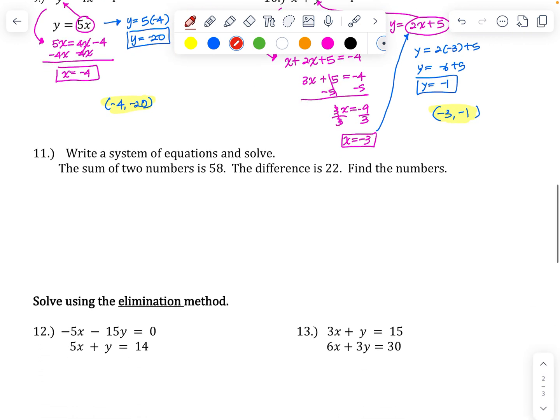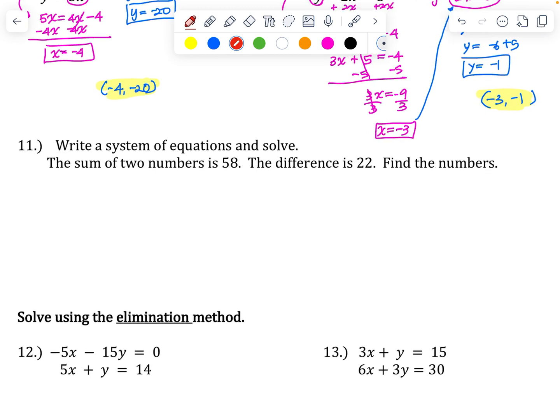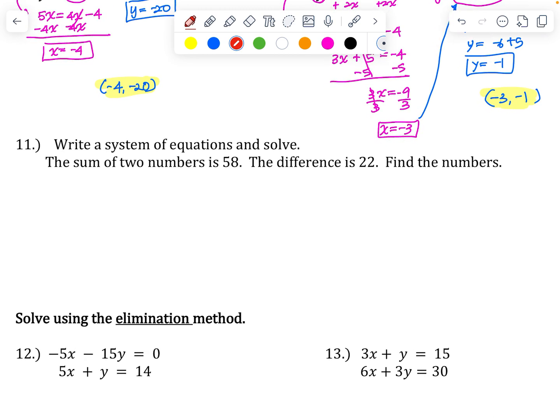Write a system of equations to solve. Okay, so the sum of two numbers is 58, difference is 22. Find the numbers. This one's easy enough. Okay, so x be the first number. Y be the second number. First equation should come from this one. The sum of two numbers is 58. Okay, so x plus y equals 58.